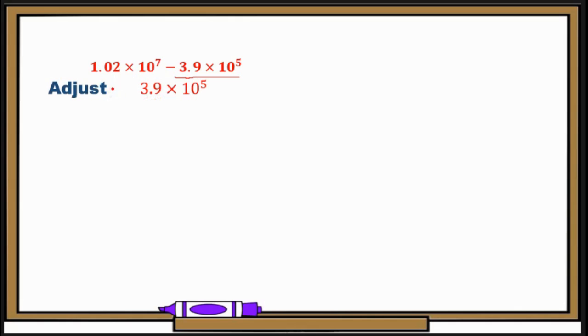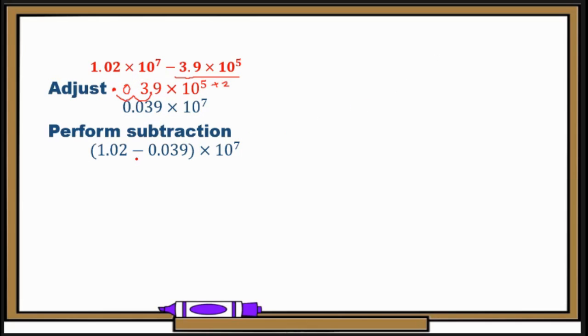So how many movements do we need for it to be 7? So we have to add 2 to the exponent. Therefore, we have to move 2 units to the left. So this new number will be 0.039 times 10 raised to the power of 7. Since they already have the same exponent, perform subtraction. We have 1.02 minus 0.039 and of course, affix 10 raised to the power of 7. We're going to end up with 0.981 times 10 raised to the power of 7.